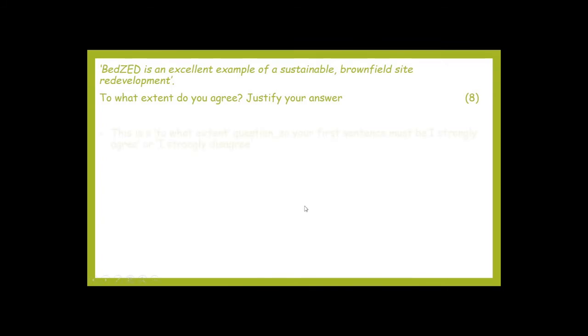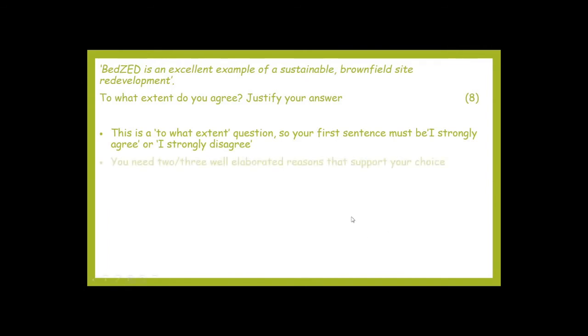So let's break it down. This is a to what extent question. So your first sentence must be, well, there should be a space there. I strongly agree or I strongly disagree. Don't sit on the fence. You have to go one side or the other. You need 2 or 3 well elaborated reasons that back up why you agree or why you disagree. And then you need 1 or 2 well elaborated points that acknowledge the opposite.